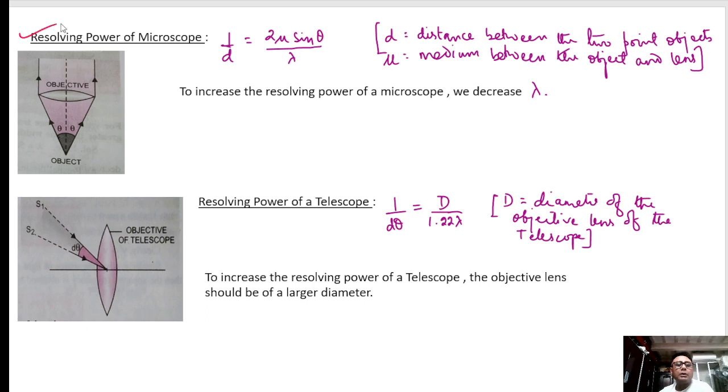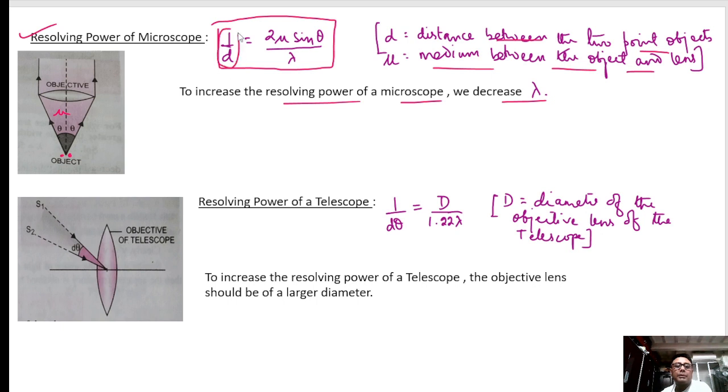Next, resolving power of a microscope. So please watch here. D is the distance between the two point objects and mu is the refractive index of the medium between the object and the lens. That means this is the object, D is the distance between two objects, and here is the mu. So this is given as the resolving power of the microscope. Thus, to increase the resolving power, we decrease lambda. As you can see, resolving power is inversely proportional to the wavelength of the light used.